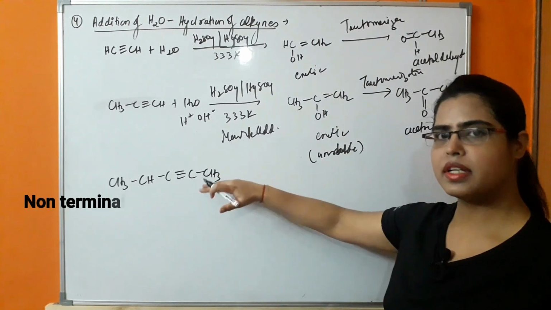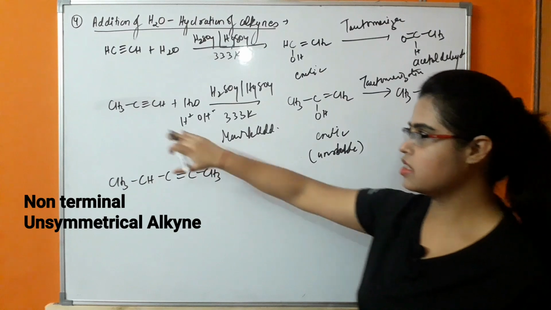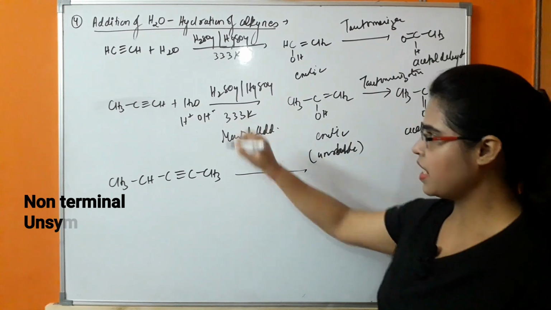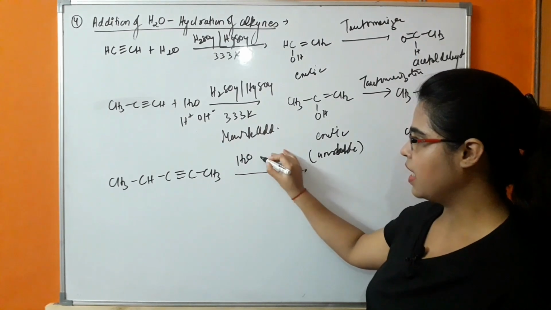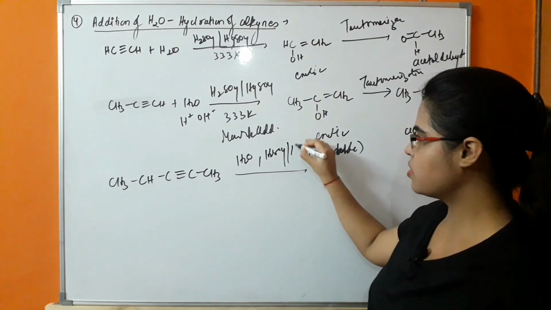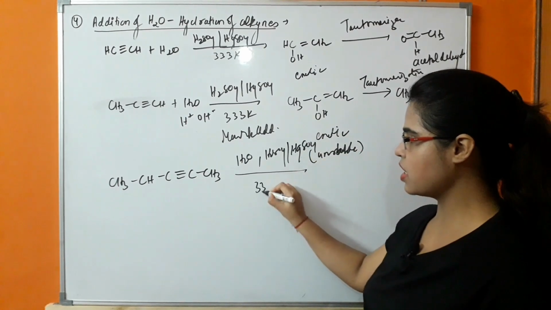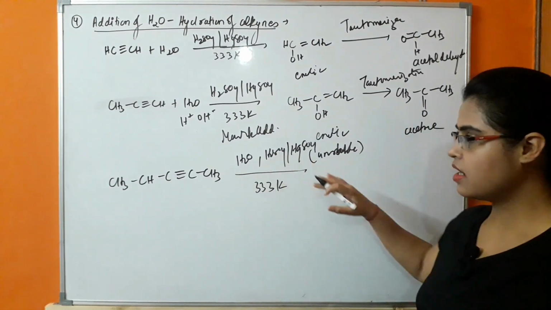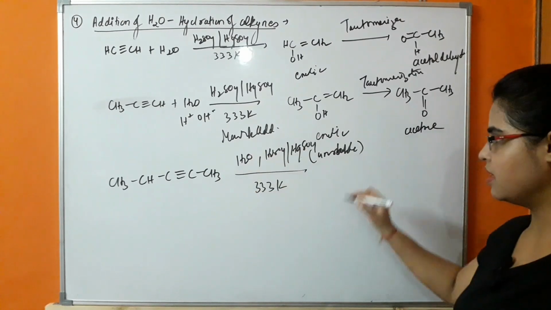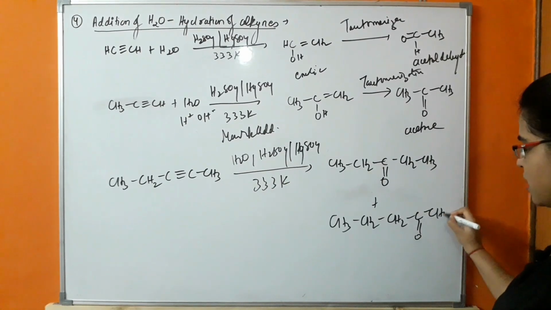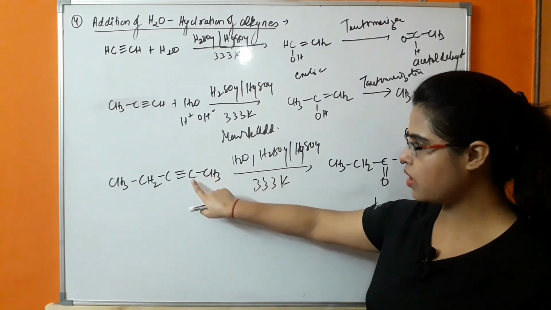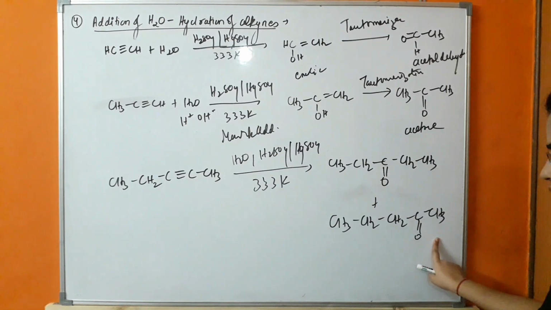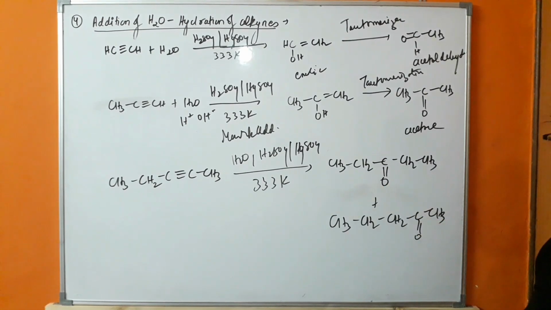In the case of non-terminal alkyne, this is non-terminal alkyne, this is terminal alkyne. So what will be happening in this case? Similar reagent will be taken. So in the presence of water and H2SO4, catalyst is HgSO4, temperature is 333 Kelvin. So at this temperature the reaction will take place, and a mixture of products is obtained, that is C double bond O CH3. Either alcoholic group will attack on this carbon, so there will be formation of this ketone after tautomerization. So in this case a mixture of products is obtained.